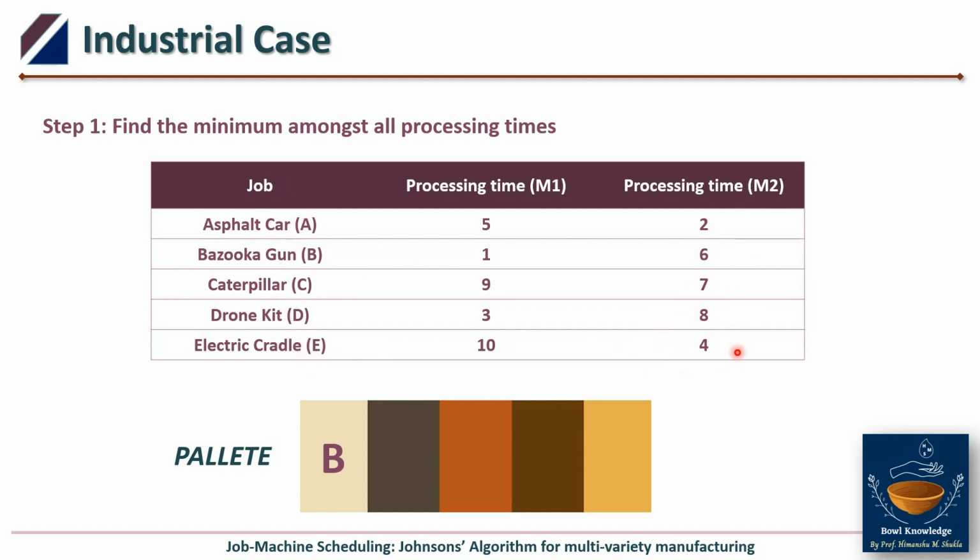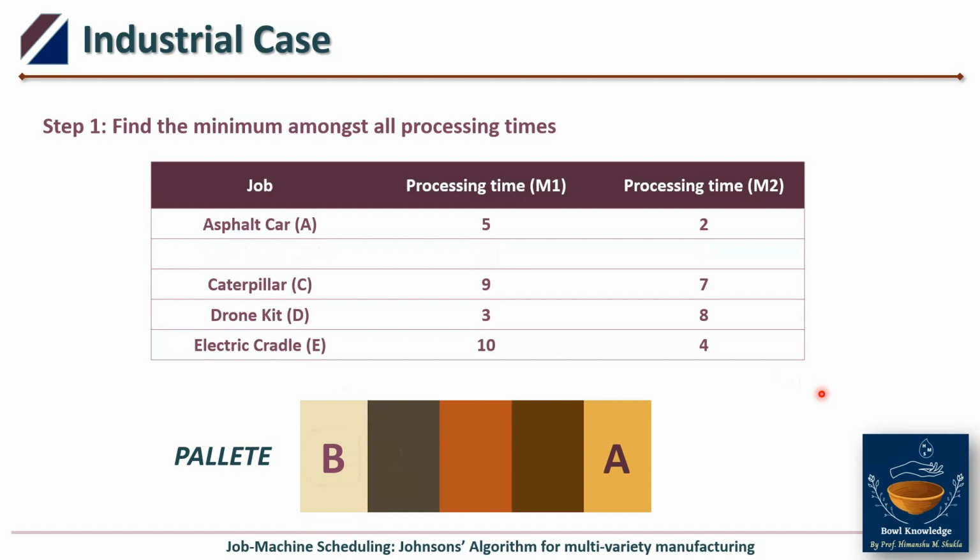So what the rule says: if the minimum processing time is in machine 1, you allot the job first in the pallet. If the minimum time is in machine 2, you allot the job last in the pallet. So we can see here, what is the minimum processing time? It is 1. Agreed? Out of all, the minimum processing time is 1. For which job? Job B. As the minimum processing time, that is 1, is in machine 1, we have allotted B to the left, to the first of the pallet. So B is allotted. Now we remove B.